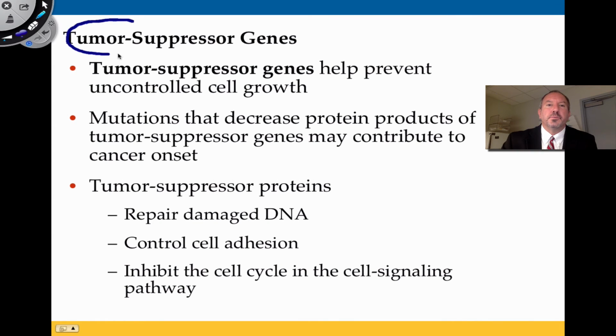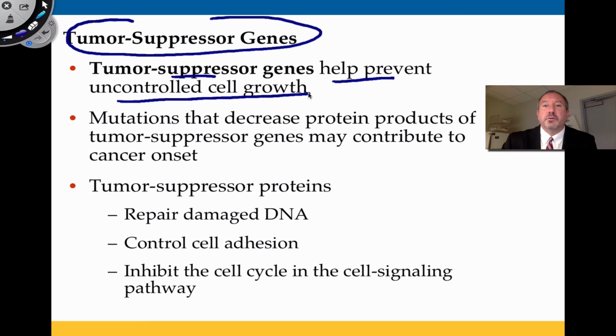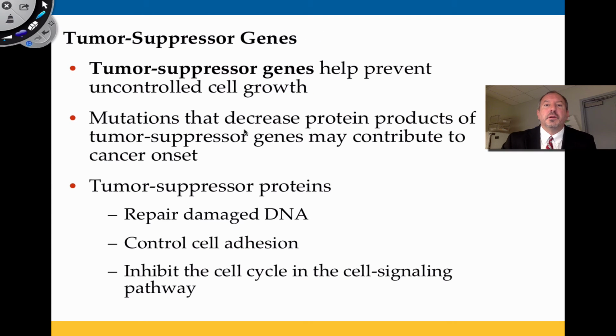Tumor suppressor genes are really important because they help prevent, thus the name suppressor, uncontrolled cell growth. So that's rather important. And so mutations that decrease protein production of tumor suppressor genes result in cancer onset. So these are highly studied areas in molecular biology and oncology. And what some of these tumor suppressor proteins do, as I alluded to a little bit earlier, is that they repair DNA. That's one of their functions. And they also regulate the cell cycle.